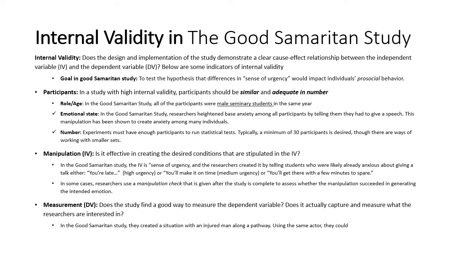Their emotional state, they also kind of created a heightened arousal for all of them, because they told all of them they were going to have to make a speech. And that is known to create anxiety among individuals. Like if there's an experiment and you want to examine whether some idea can reduce anxiety, telling people they have to give a speech is likely to create anxiety, and then you could see whether your manipulation would reduce it. And finally, they had enough individuals in their study to run statistical tests.